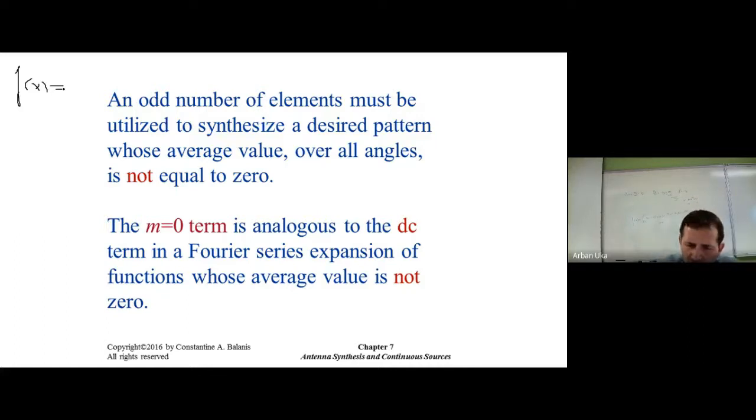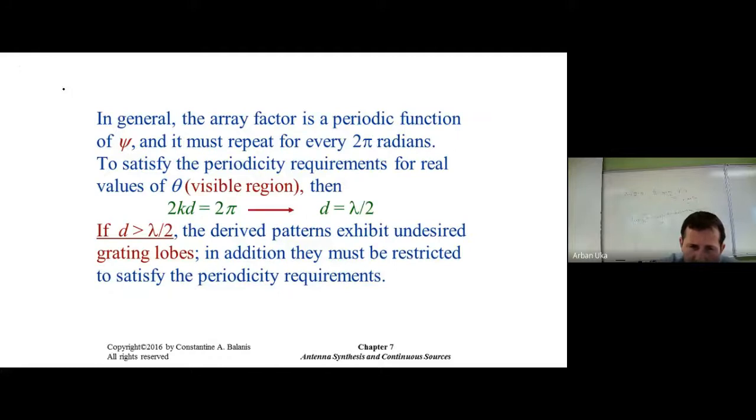With DC term, this is simply mentioned like a not alternating current, but DC would just mean that it's a constant value. And in general, we say here the array factor is a periodic function of psi, so it must be repeated for every 2 pi radians. To satisfy the periodicity requirements for real values in the visible region, then we have 2kd equal to 2 pi, where d is equal to lambda over 2.